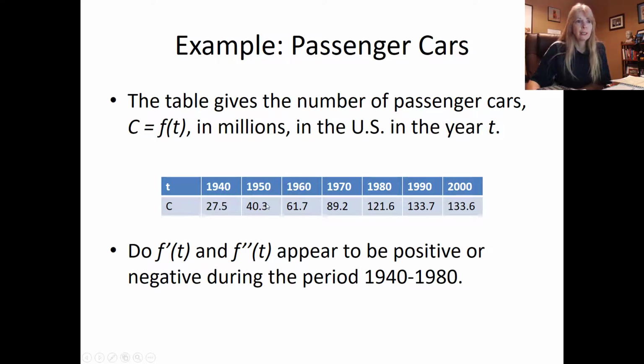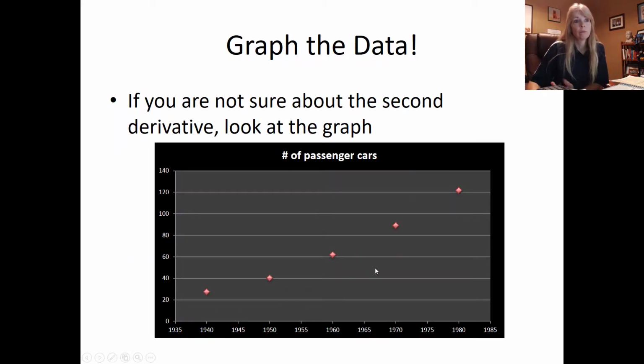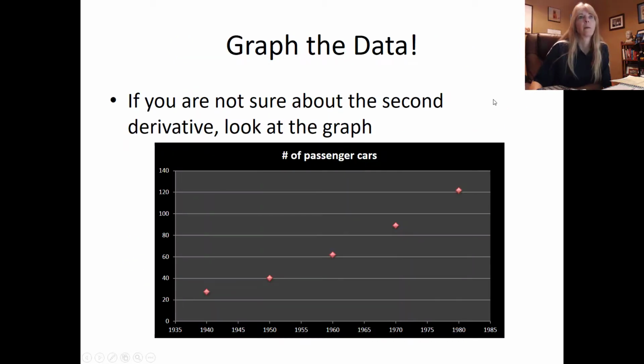So during the period 1940 through 1980, I'm just looking at these values, 1940 through 1980. Well, the first derivative looks like it's increasing. Okay, so certainly it appears to me that it's increasing. Also, if I just kind of visualize this increasing, that would be concave up. So they both would be positive. If you're not sure, plot the data. Okay, but I can kind of visualize that this data is increasing, and once again, just between those values, because if we go out further to 2000, we can see that's actually where it's going to start to turn.